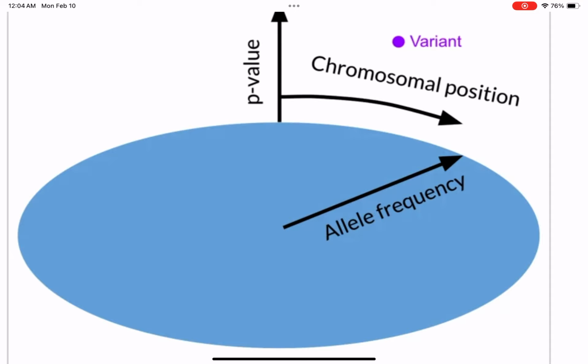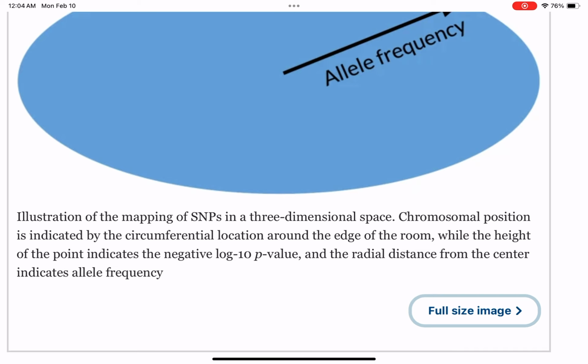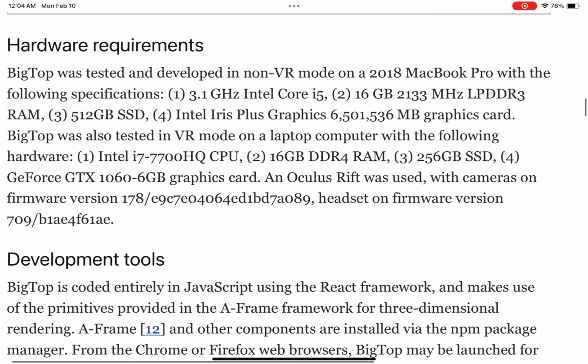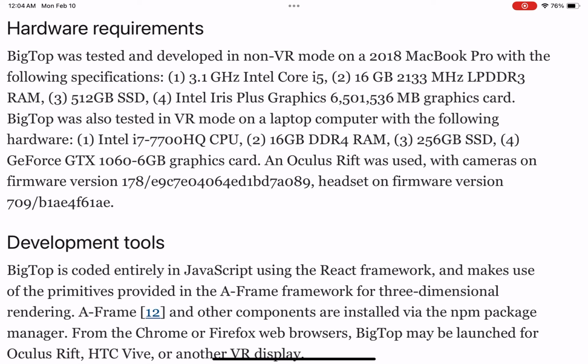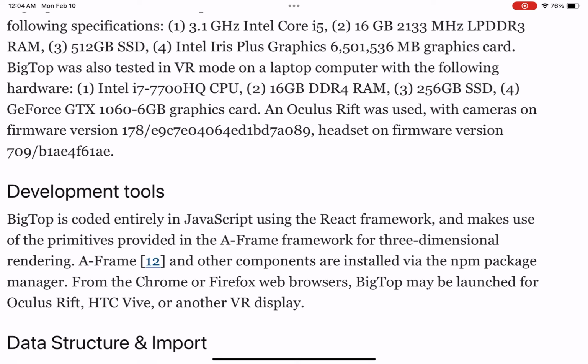specifications: 3.1 GHz Intel Core i5, 16 GB 2133 MHz LPDDR3 RAM, 512 GB SSD, Intel Iris Plus graphics, 1536 MB graphics card. BigTop was also tested in VR mode on a laptop computer with the following hardware: Intel i7-7700HQ CPU, 16 GB DDR4 RAM, 256 GB SSD, GeForce GTX 1060 6GB graphics card.